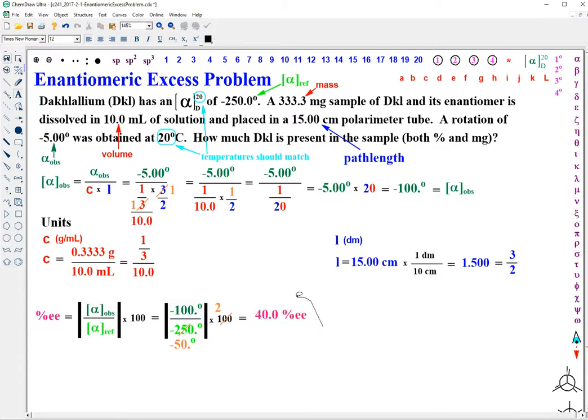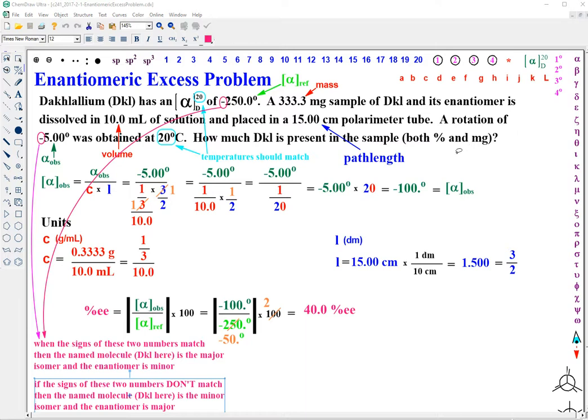All that remains is for us to interpret what 40% EE means. But before we do that, there was an exercise we could have done at the beginning of the problem to determine which is the major isomer. Is it doclalium or the enantiomer? Let me illustrate here. There are only two possible scenarios. Doclalium being major with the enantiomer being minor, or the enantiomer being major and doclalium being minor.